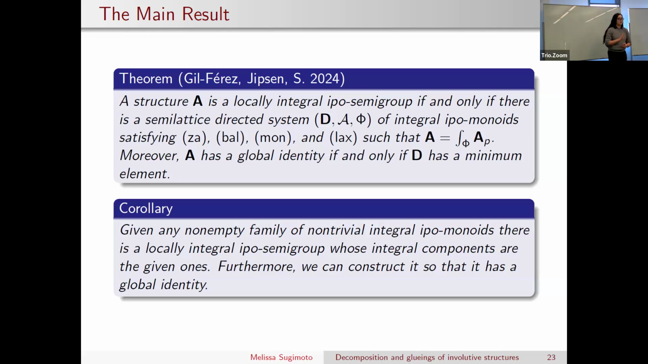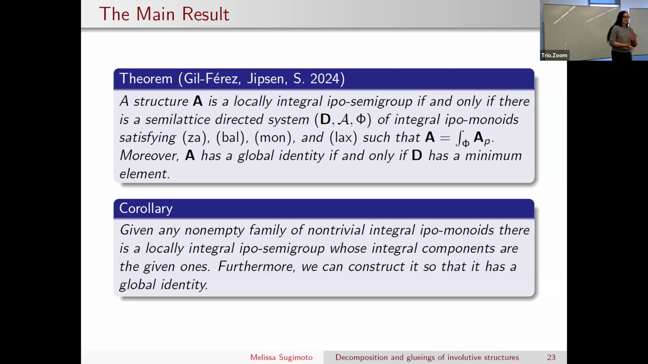They're locally integral ipo-semigroups if and only if there is a semilattice directed system of integral ipo-monoids that satisfies those four conditions that we can glue together and it's equal to the structure that we were looking at. And we can also determine exactly when we'll have an identity. A will have a global identity if and only if that semilattice D has a minimum element. And then that minimum element, or the one indexed by it, will be the global identity.